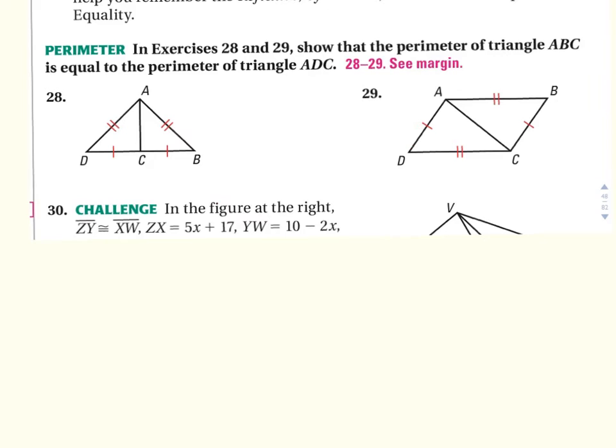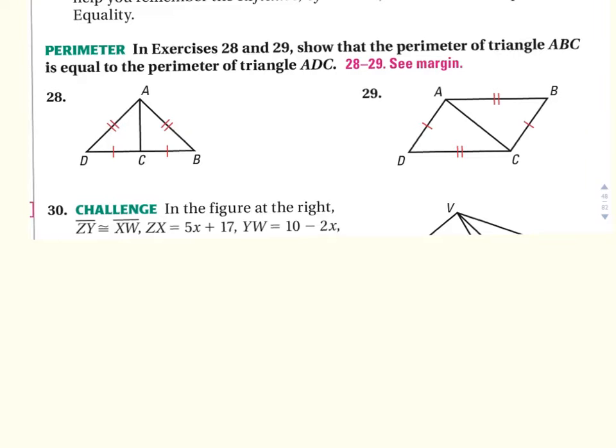Okay, so I'm going to do 28. The directions say in exercise 28 and 29, show that the perimeter of triangle ABC is equal to the perimeter of triangle ADC. So before you even get to showing that, does that make sense? Does it make sense that the perimeter of ABC is equal to the perimeter of ADC? Yeah. So if it's hard to see, you can always give it a value and see if it makes sense.